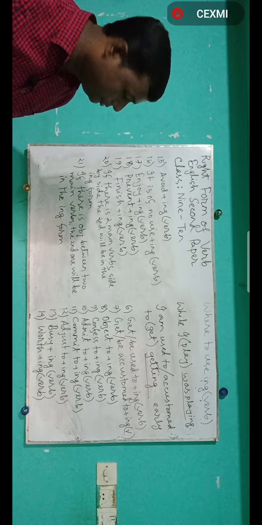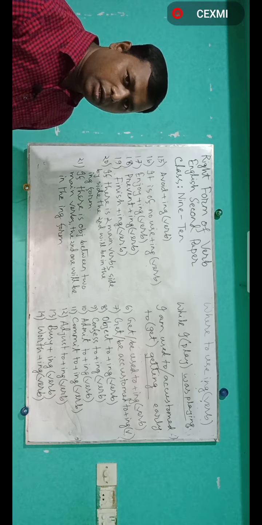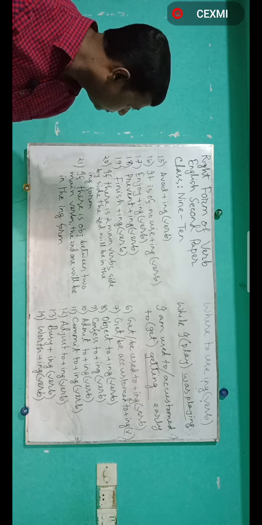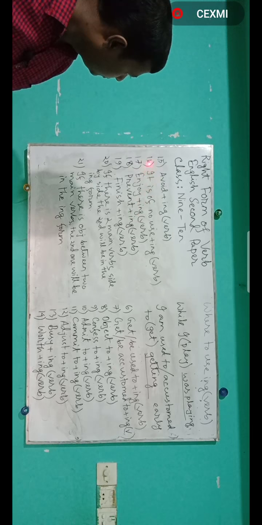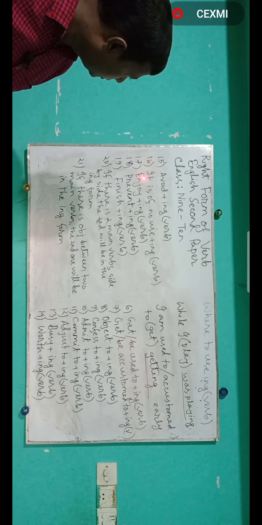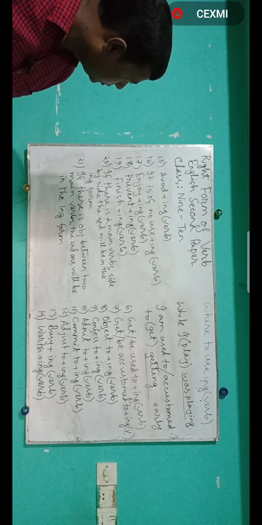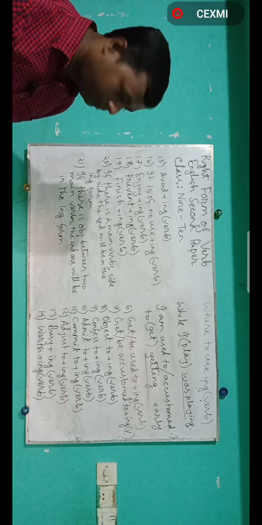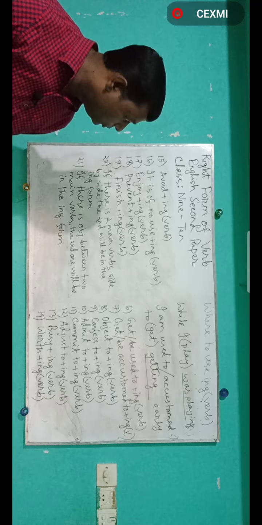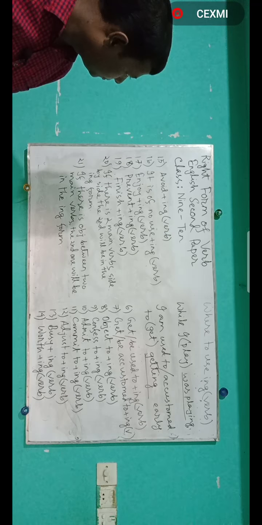Now I am giving example of number 15. Avoid plus ing form of verb. You can't avoid making mistakes. Then come to the next one. 16. It is of no use plus ing form of verb. It is of no use going there.